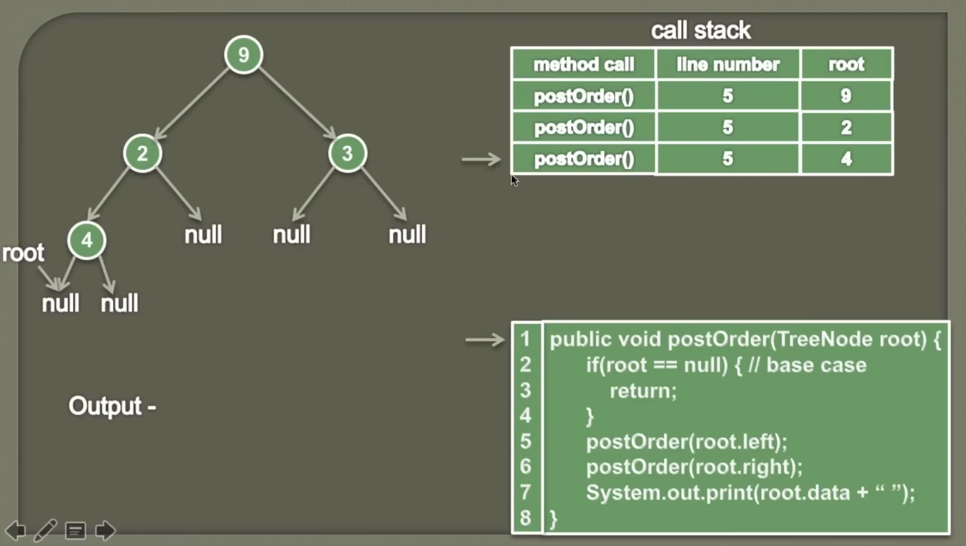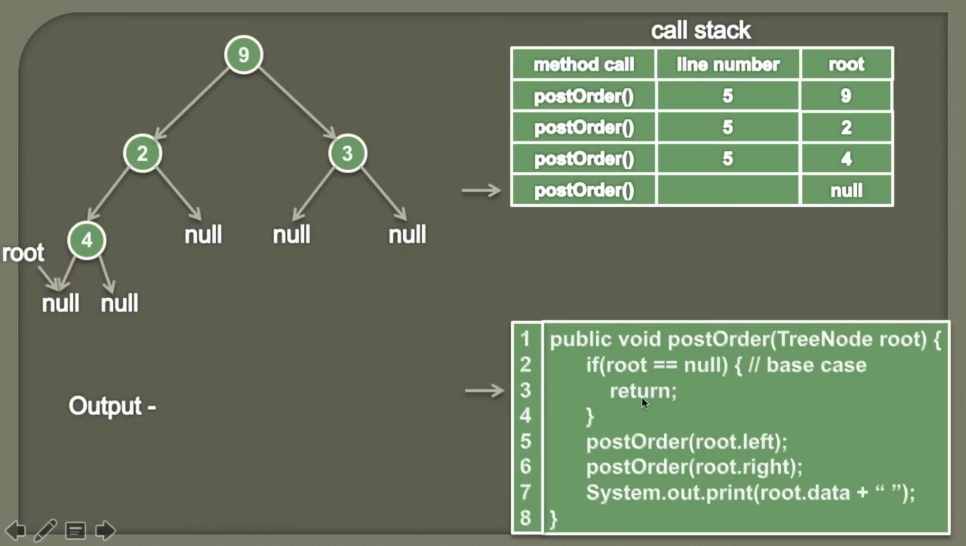We also know that there will be one more method on the call stack by the name post order, whose root will be null. Now this post order method will start its execution with root as null. First we check whether root is equal to null or not. Currently root is pointing to null, therefore the condition in the if block comes out to be true. So we have reached our base case, and we simply return from this method.